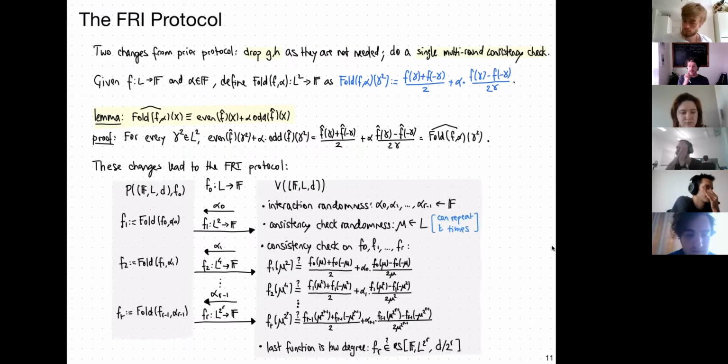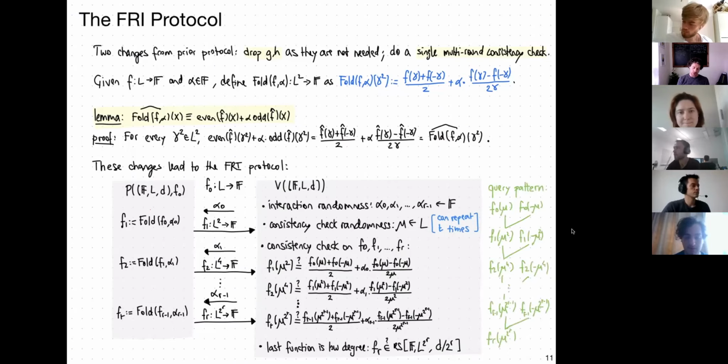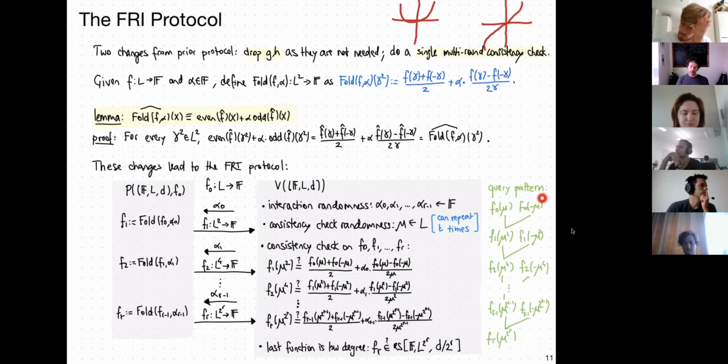And maybe this is not enough to get the soundness that we want, so we can repeat this whole thing several times. We can choose several of these mu's, but each time we check all of the mu's with respect to everything. To show the query pattern, it's a biased pattern. What do I mean? We look at mu and minus mu, and then for the next step, this already dictates mu squared, and we'll have minus mu squared, and so on and so forth. So that's the whole idea of the protocol.